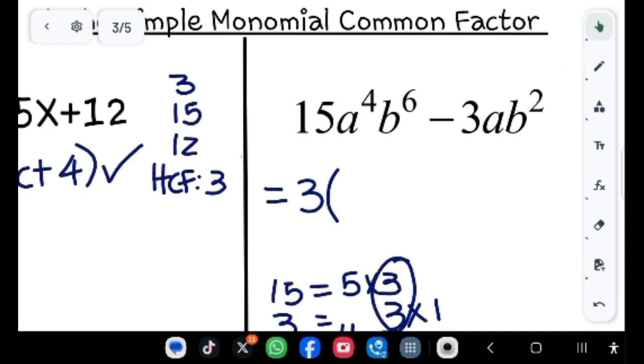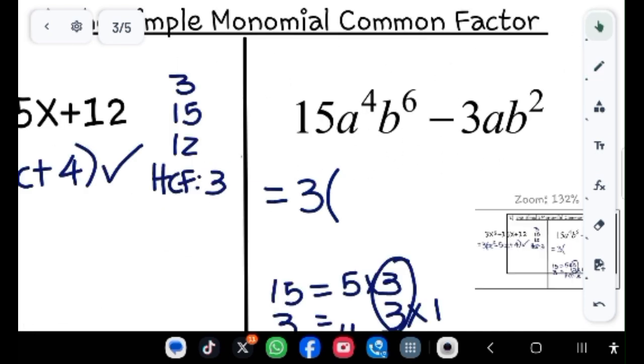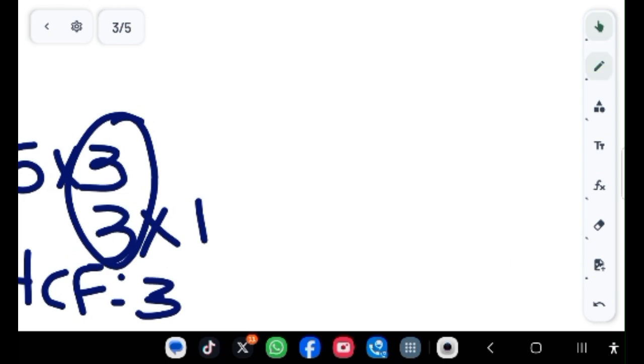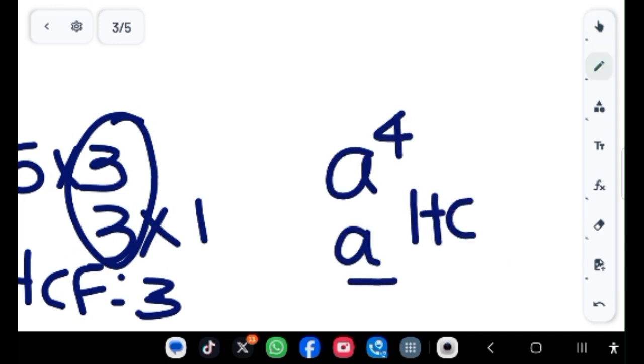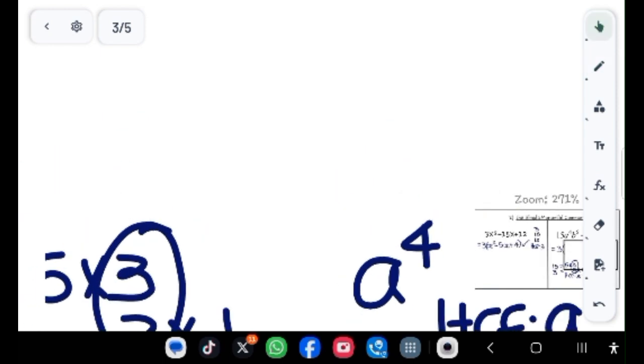Now let's look at the common factor between the a's. So we've got a to the power of 4 and a to the power of 4 and a. The highest common factor is a. So that's what we take out.